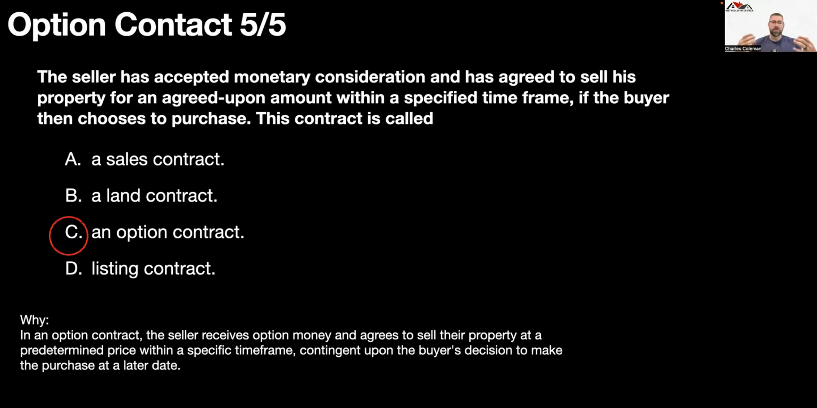All right, this was 5 questions around contracts, specifically the option contract, to help you pass your PSI National Real Estate Exam.